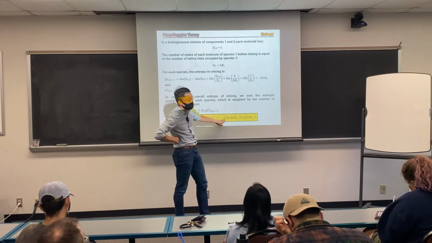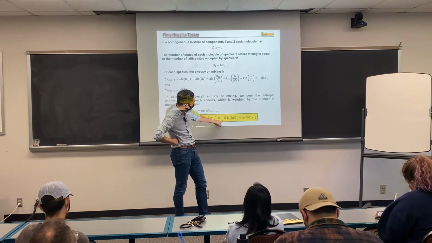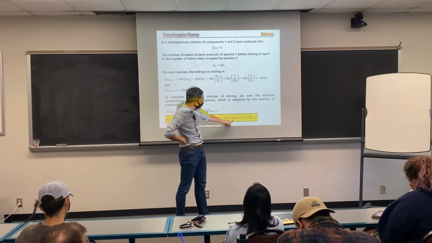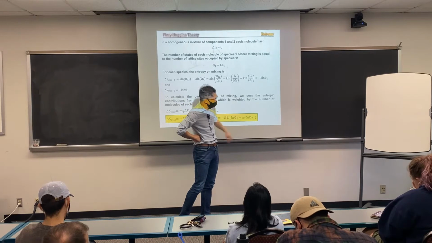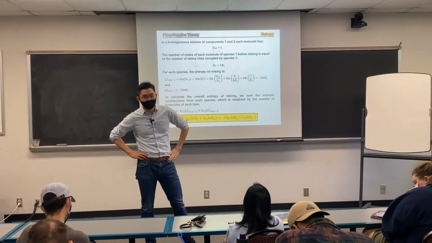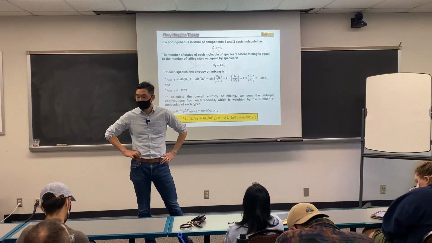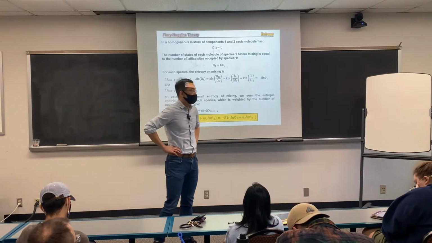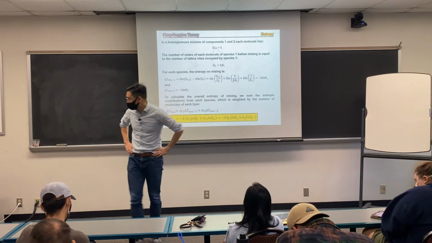The total degree of mixing after mixture will be equal to minus R times n1 log phi 1 plus n2 log phi 2. It's very similar to lattice theory for now, okay? The change of entropy for the system.